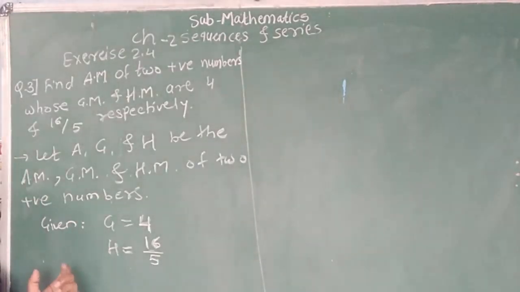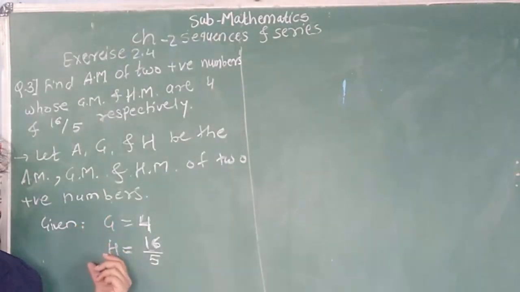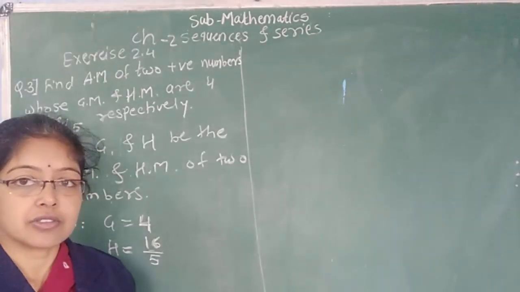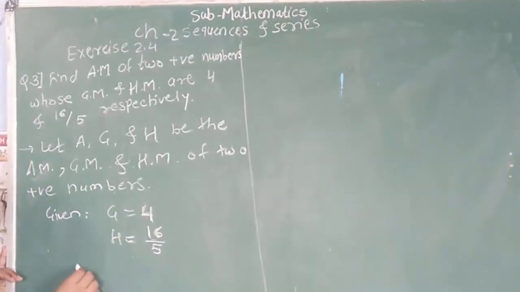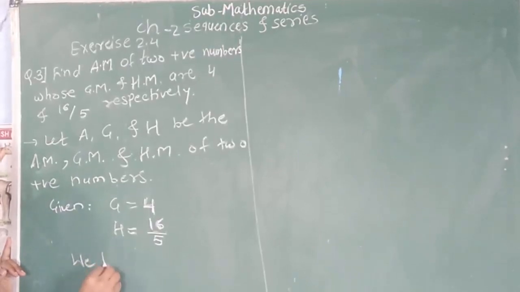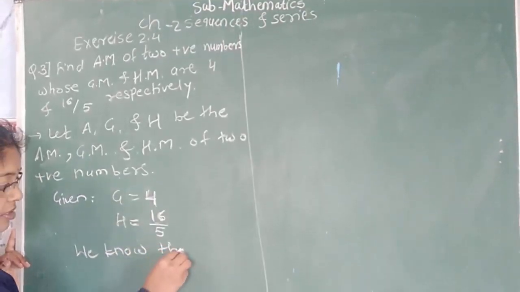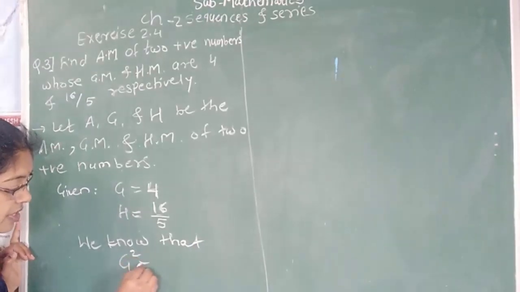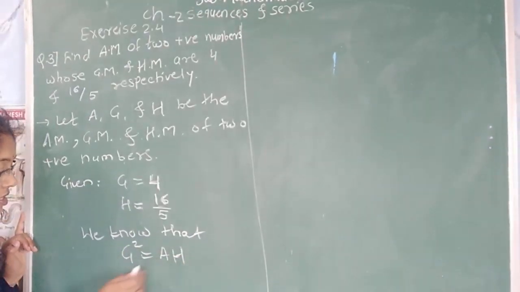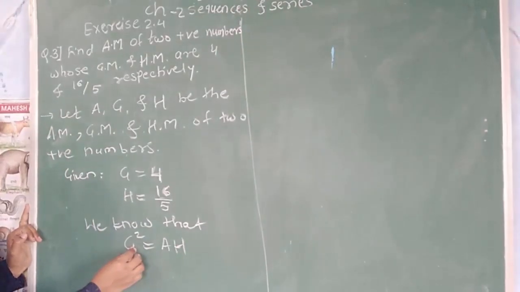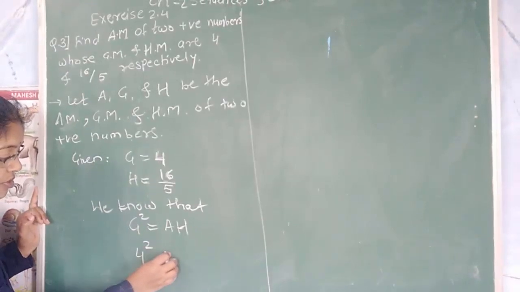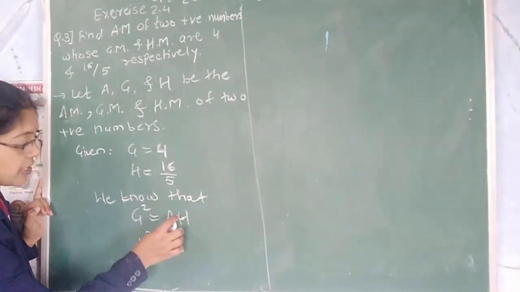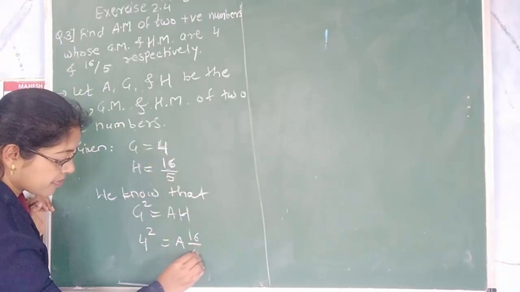Now we know the relation between arithmetic mean, geometric mean and harmonic mean. In the last lecture we took the relation. What is the relation between those three means? We know that G square is equal to A H. This is the relation between these three means. G is 4, so put G as 4 square. We find the value of A. H is 16 by 5.